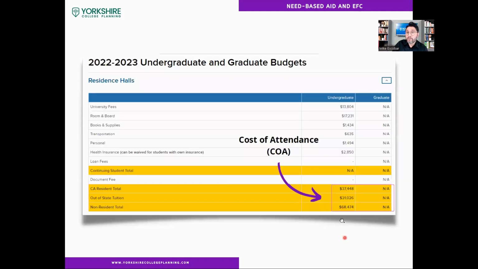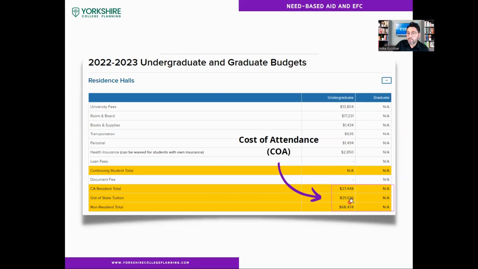Let's take a look at another college, UCLA, here in California. So a public college, not a private college, but it's going to give you two breakdowns. One breakdown for in-state California residents and another breakdown for out-of-state residents who come to learn at UCLA as undergraduates. So here is the in-state California residents total, $37,448 per year. These are all per year figures, cost of attendance. And the out-of-state total is $68,474. What's the major difference here?